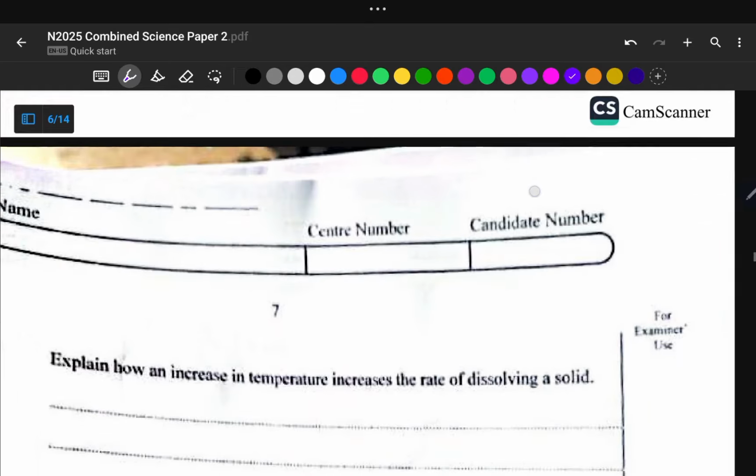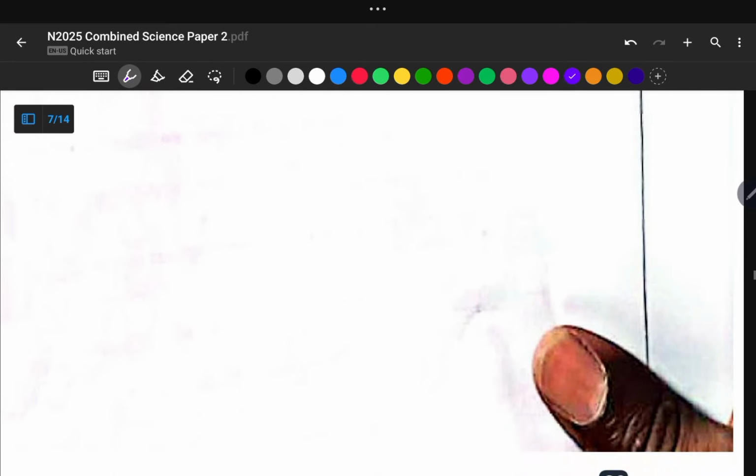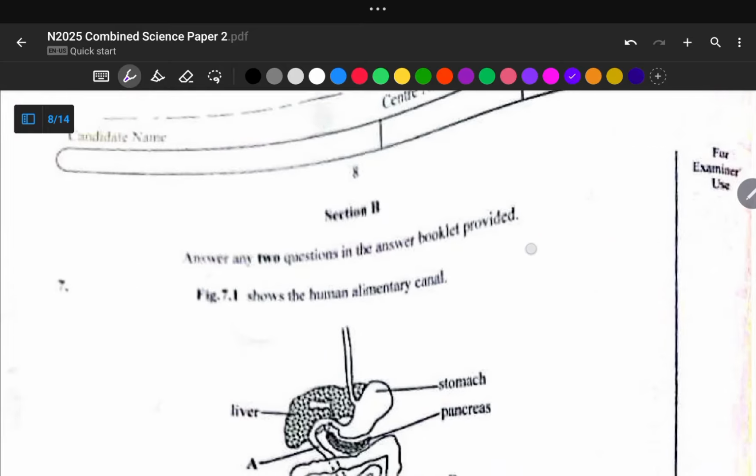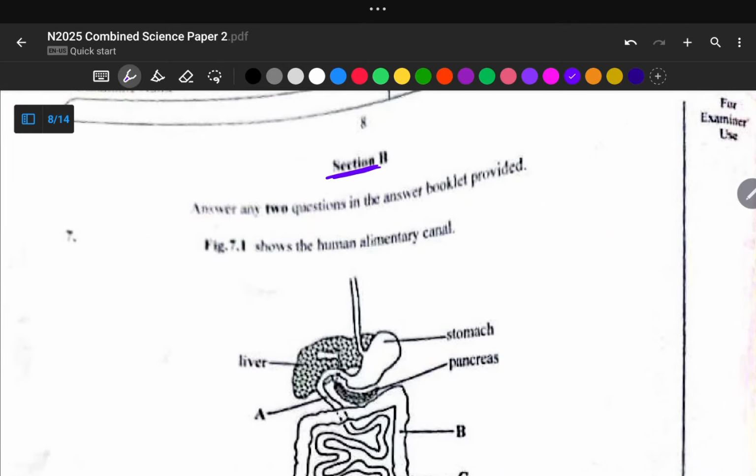So we're going to start with section B, which is number 7. For section B, we are required to answer 2 questions. You should take note of these instructions to the candidates. We are required to answer any two questions. So we are going to start with number 7.